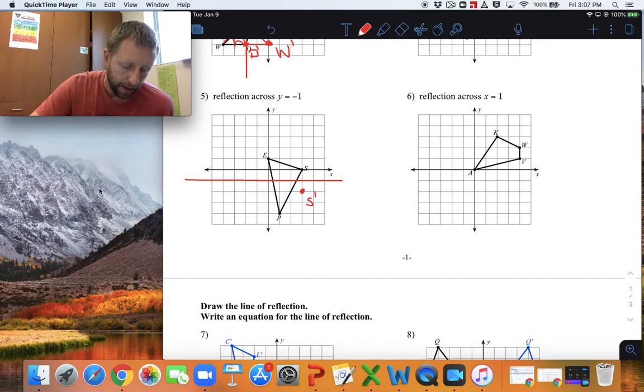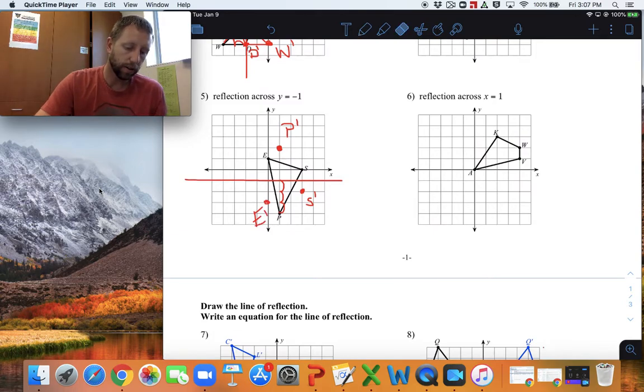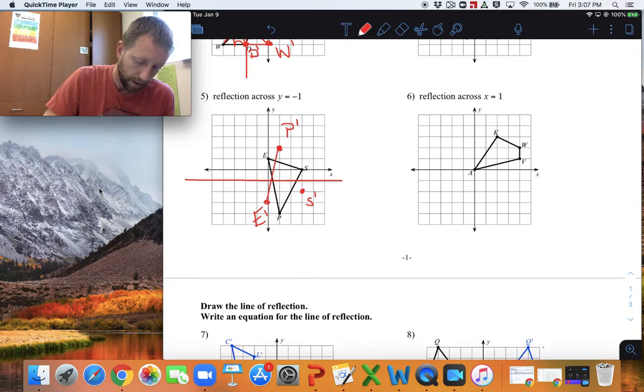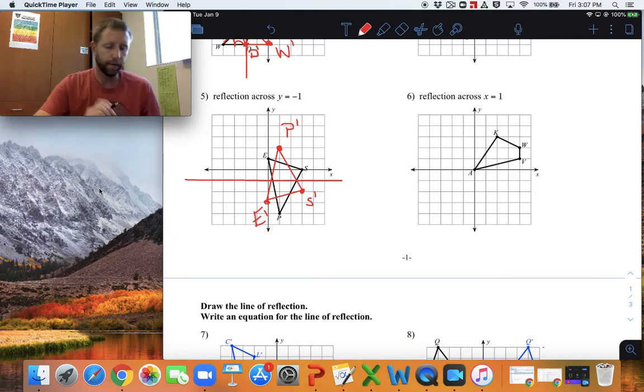For point P, if I count that, it's 1, 2, 3 spots below, so I just need to count up 3 spots from the line of reflection. And there's P prime. And then for E, it's above again, so I count down 2. I'm going to keep going, 2 more. And there is E prime. So my new triangle will look like this after I've reflected it over the line y equals -1.